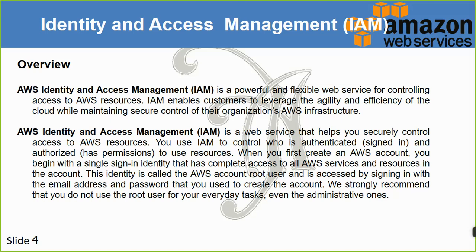You use IAM to control who is authenticated, signed in, and authorized, meaning has permission to use resources. When you first create an AWS account, you begin with a single sign-in identity that has complete access to all AWS services and resources in the account. This identity is called the AWS account root user and is accessed by signing in with the email address and password that you used to create the account. We strongly recommend that you do not use the root user for your everyday tasks, even the administrative ones.